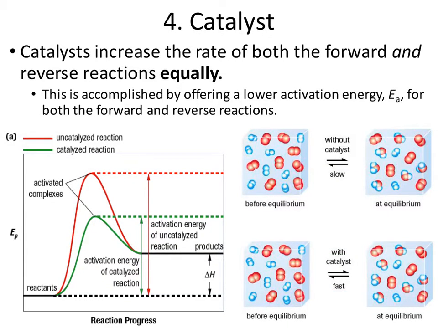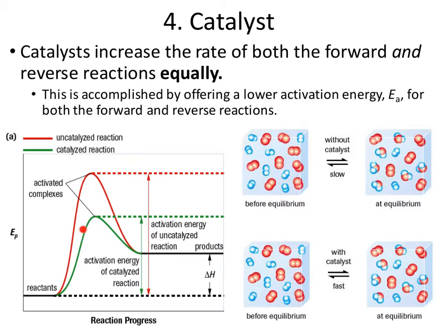Now, the last factor here is catalysts. Catalysts just allow the reaction to achieve equilibrium faster, because they actually increase the rate of the forward and reverse reactions equally. They do this by offering a lower activation energy. Now again, remember that catalysts don't lower the activation energy, they provide a route with an alternative activation energy that is lower. So in this case, this is our uncatalyzed reaction, and here we have our catalyzed reaction, and the activation energy in the forward direction and the reverse direction are both lower, and that's why the rates of reaction are equally affected.